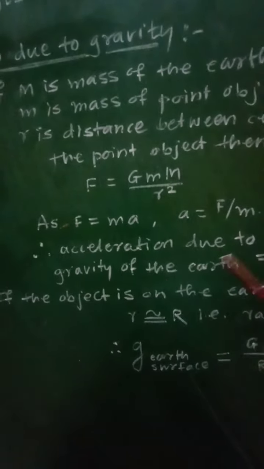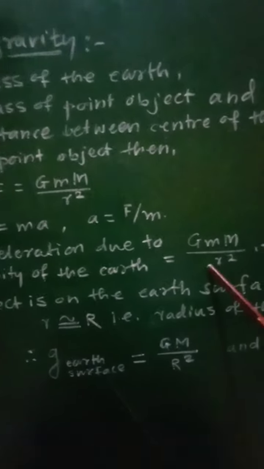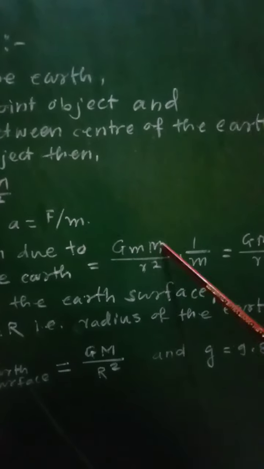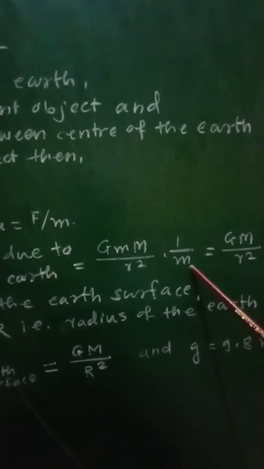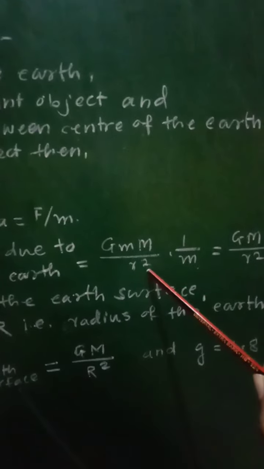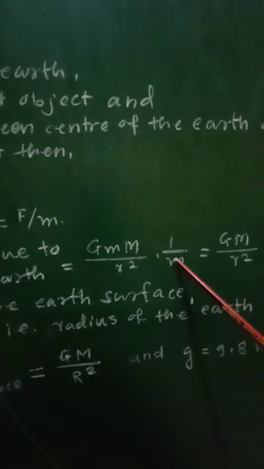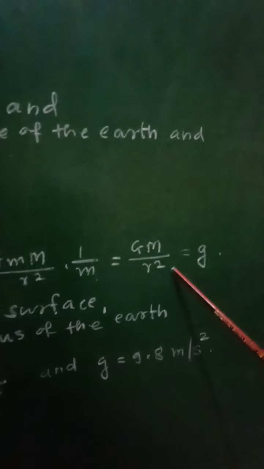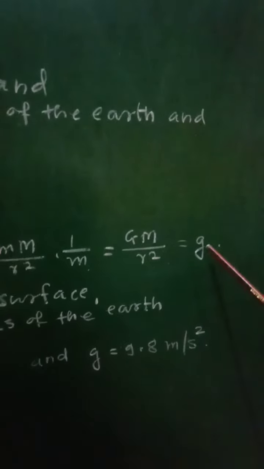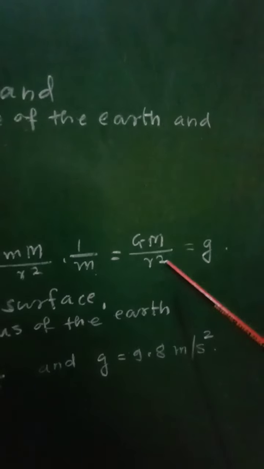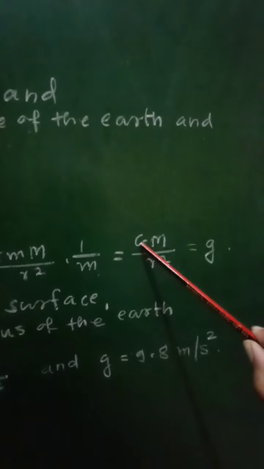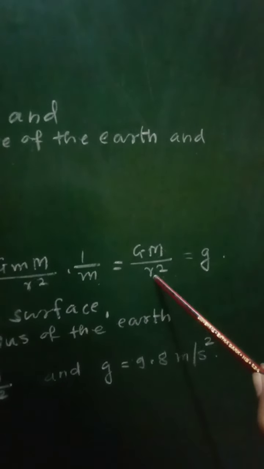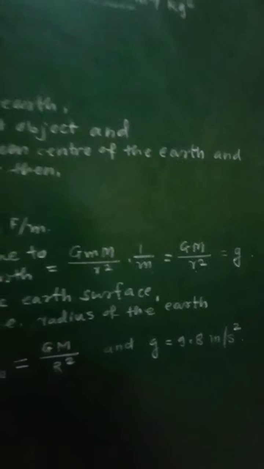Acceleration due to gravity of the earth will be equal to gravitational force upon mass of the body, that is GMm upon r square into 1 by m. The small m will get cancelled and we will get GM by r square, that is nothing but the acceleration due to gravity g. G will be the gravitational constant, M will be the mass of the earth, and r will be the distance between that object and the center of the earth.